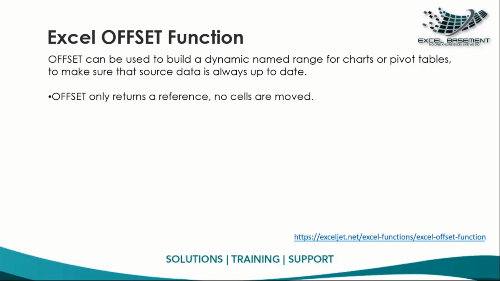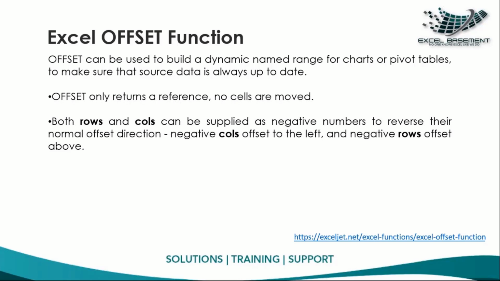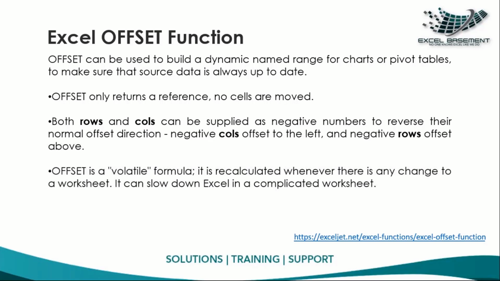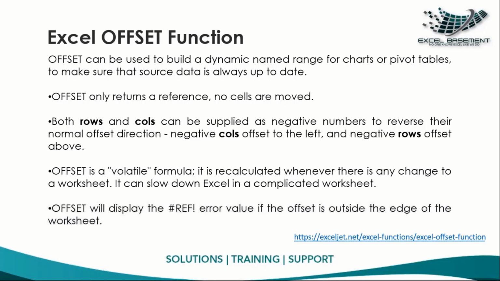OFFSET only returns a reference; cells will not be moved. Both rows and columns can be supplied as negative numbers. If you want to move in reverse, you can use negative numbers in this function, which we can't do in INDEX MATCH and VLOOKUP to move upward, downward, left, and right. As we discussed, OFFSET is a volatile formula. It is recalculated whenever there is any change to a worksheet, so it technically slows down a complicated Excel worksheet if it is very big. And OFFSET will display the reference error value if the offset is outside the edge of the worksheet.